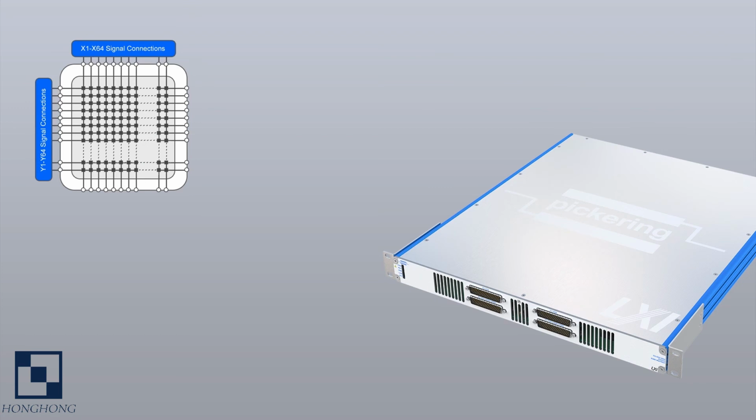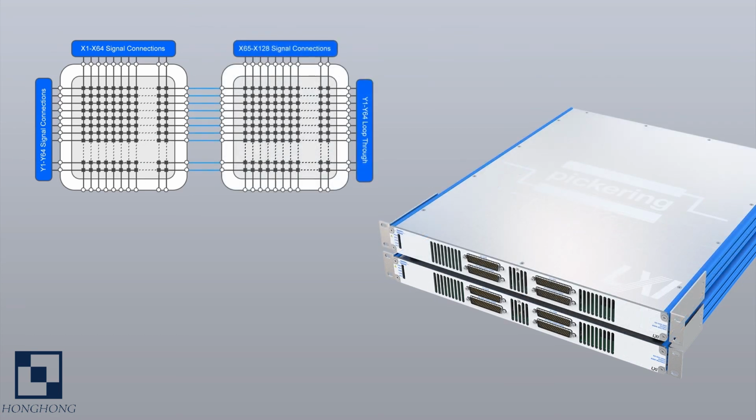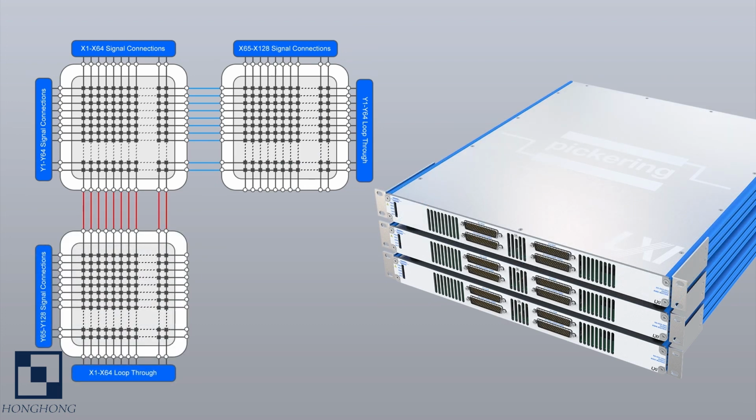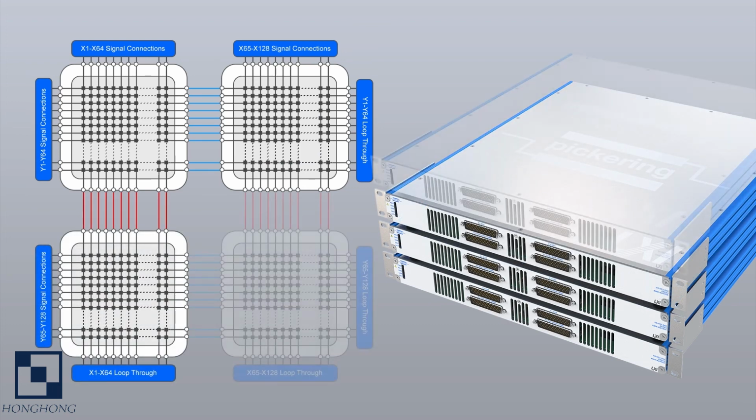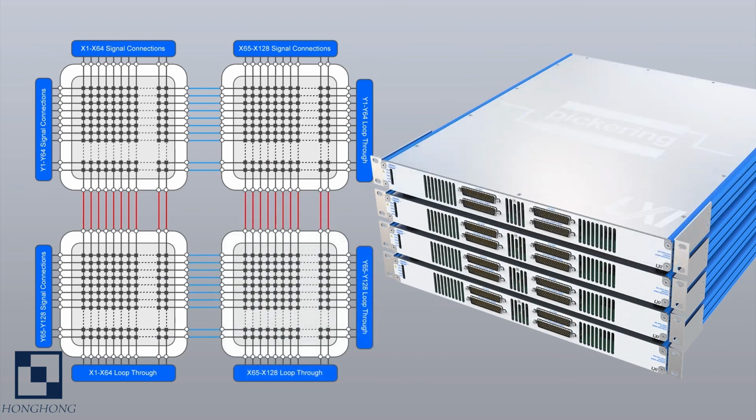In some cases, both matrix rows and columns need to be expanded. For example, a 128 by 128 matrix can be configured using 4 of our LXI 64 by 64 modules, as shown. That concludes this video on switching matrices. I hope that you have gained valuable knowledge for your test system design.